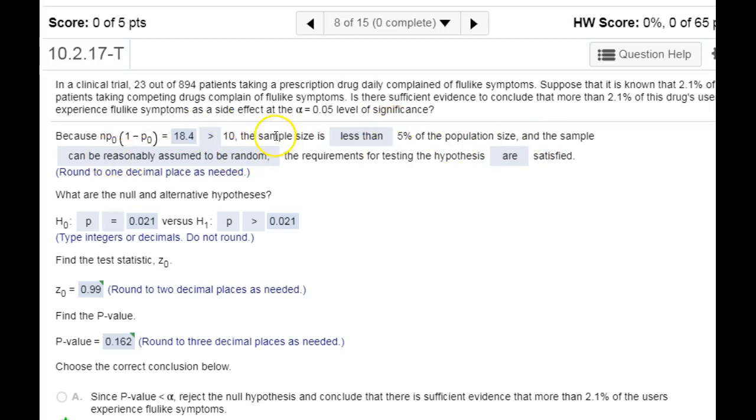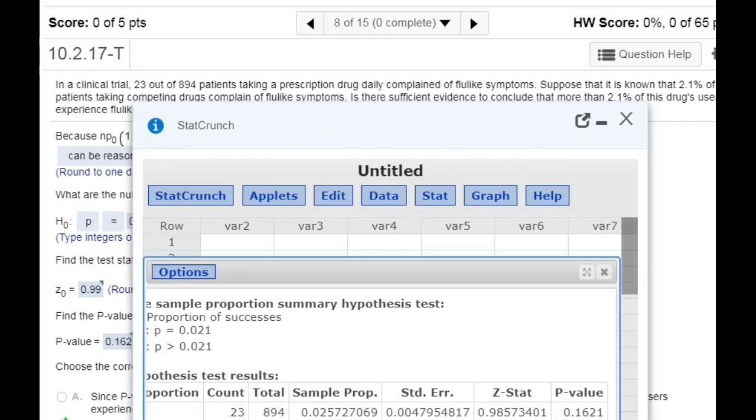So since we've met all those requirements, the requirements for running a hypothesis test are satisfied. So those three things check off. We have our null and our alternative set up here. So let's jump into StatCrunch to get this test statistic and also do the p-value.